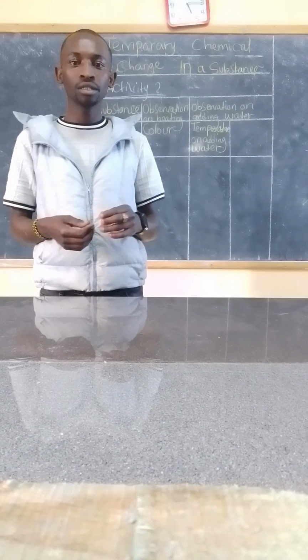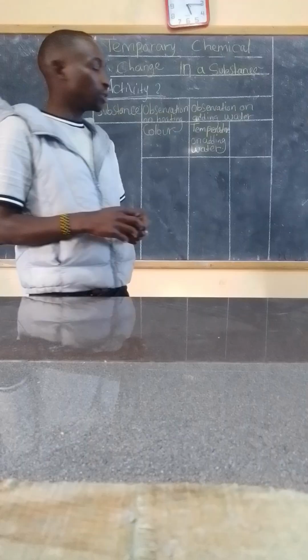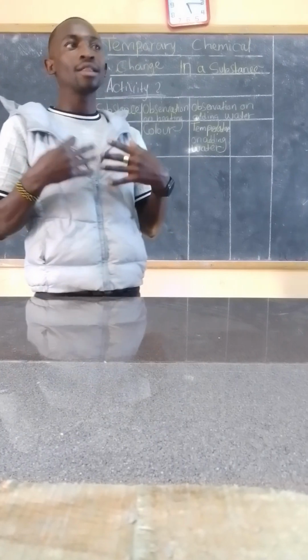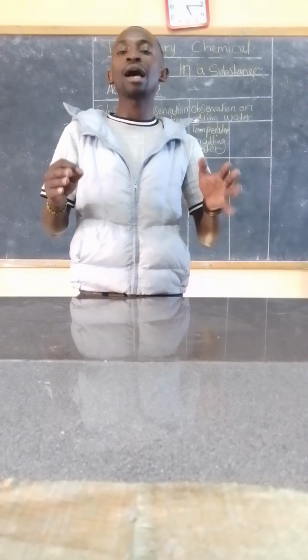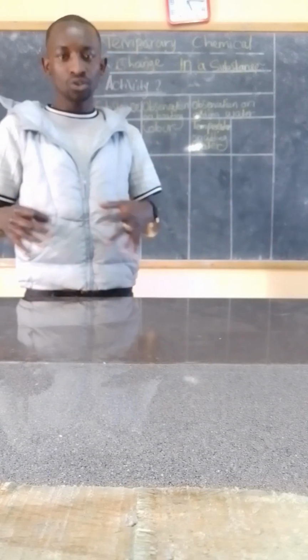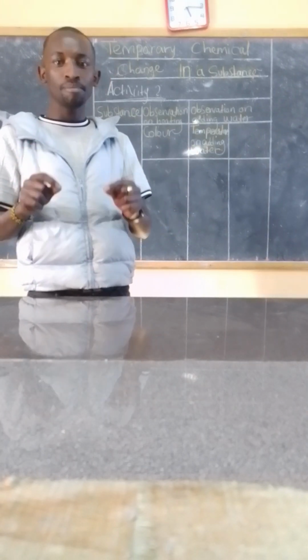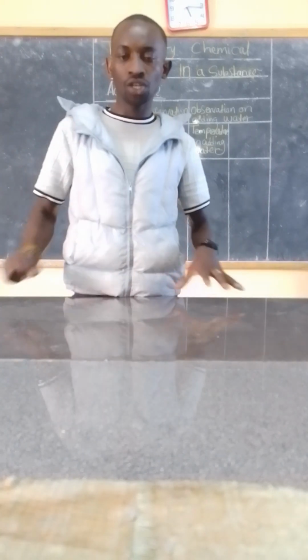Therefore, we need to understand that changes occur in two ways. They are temporary changes and they are permanent changes. But for today, we have to look at what are the characteristics, what are the features, what makes a substance to be said that it has undergone a temporary chemical change.